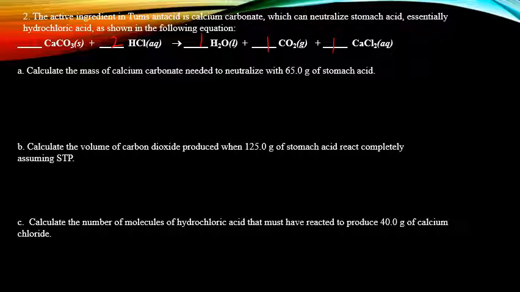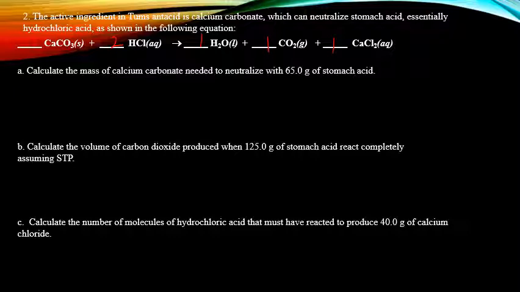So the first question says calculate the mass of the calcium carbonate that is needed to neutralize 65 grams of stomach acid. So we have a mass to mass problem. So we're going to start with the grams of the HCl, and we're going to convert it into grams of the calcium carbonate. Again, we cannot go directly between the grams and the grams. We have to go through the moles.